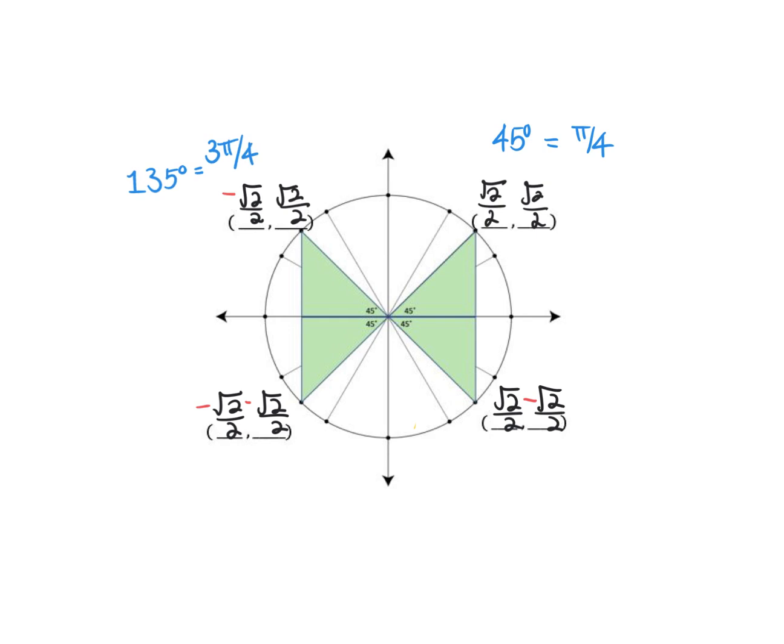And then down here we have a 225 degree angle. And in radians, that's going to be 5 pi over 8. And then over here we have a 315-degree angle, and that'll be 7 pi over 8.